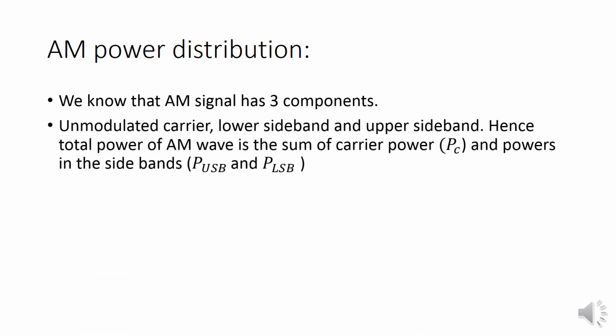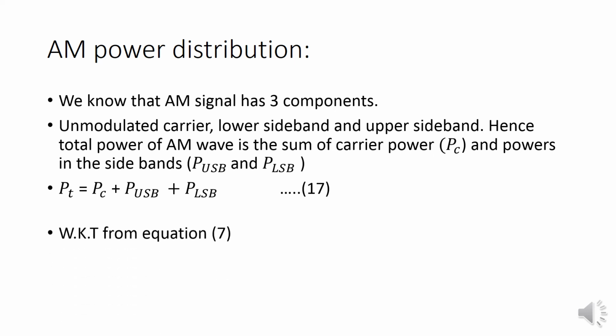Then AM power distribution. We know that the AM signal has three components: the unmodulated carrier, the lower sideband and the upper sideband. Hence the total power of the AM wave is the sum of the carrier power and the powers in the sidebands, that is PUSB and PLSB. We calculate the total power: PT is equal to PC plus PUSB plus PLSB.